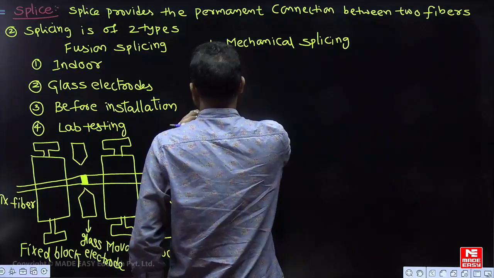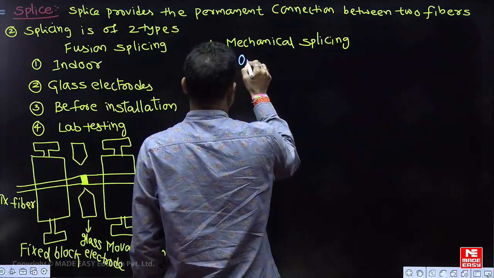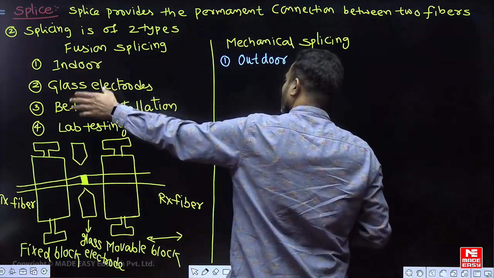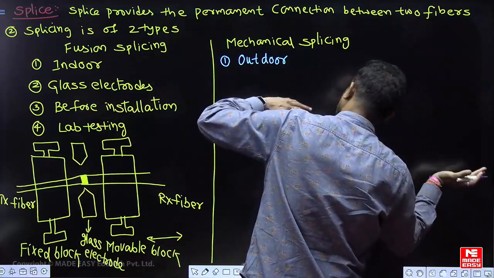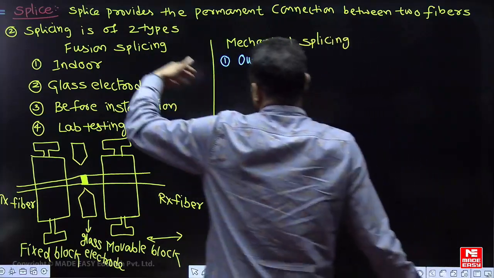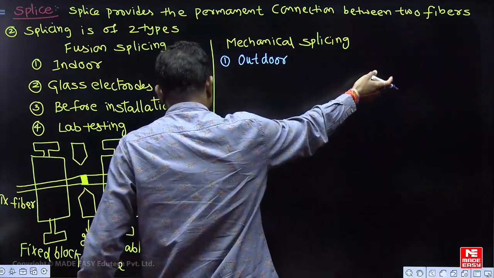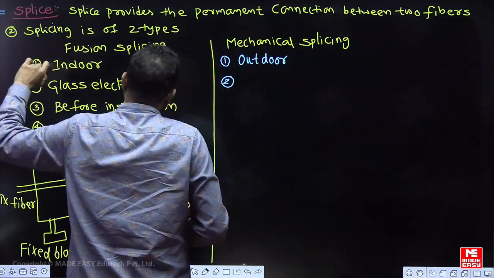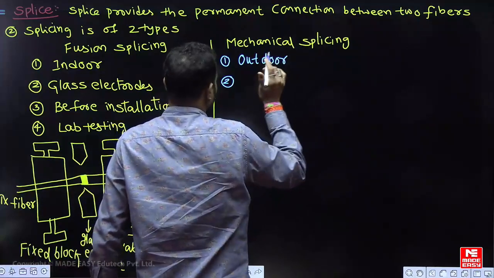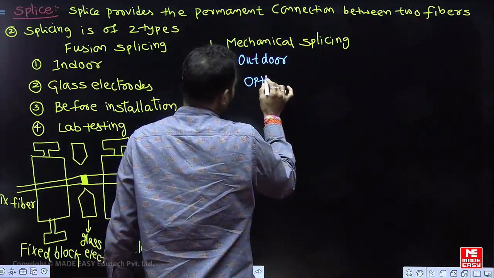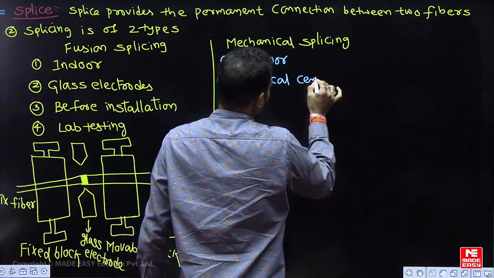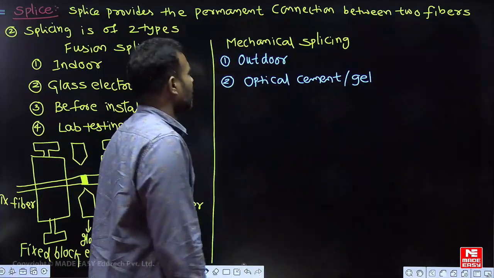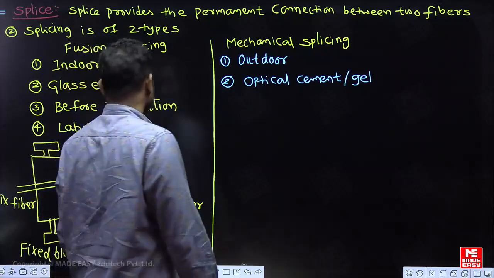For mechanical splicing, just check this one, it is called the outdoor splicing technique. Completely opposite, this is an indoor technique, and on the other hand it is an outdoor technique. So fusion splicing is indoor, mechanical splicing is outdoor. Now see here, the second one: fusion splicing uses glass electrodes, but mechanical splicing uses optical cement or gel. That is the second one.